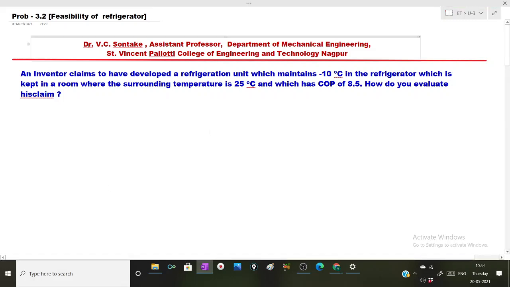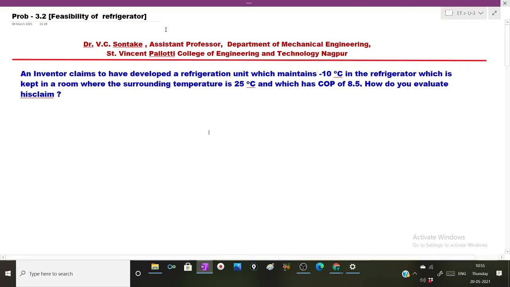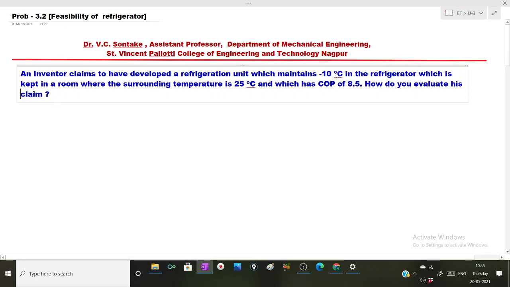So the problem statement goes like this. An inventor claims to have developed a refrigeration unit which maintains minus 10 degrees Celsius in the refrigerator, which is kept in a room where the surrounding temperature is 25 degrees Celsius and which has COP of 8.5. How do you evaluate his claim? So let us solve this problem.